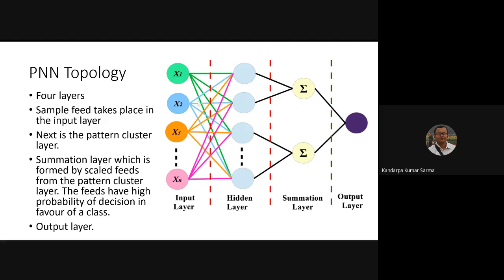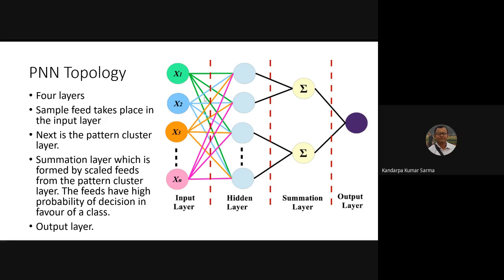And that can be the complete summarized topology of the PNN, which has four primary layers. One is the input layer, next is the hidden layer, next is the summation layer, and finally the output layer. So the sample feed takes place in this particular layer. In the input layer, the sample feeding will take place. These will all be connected by the connectionist weights.